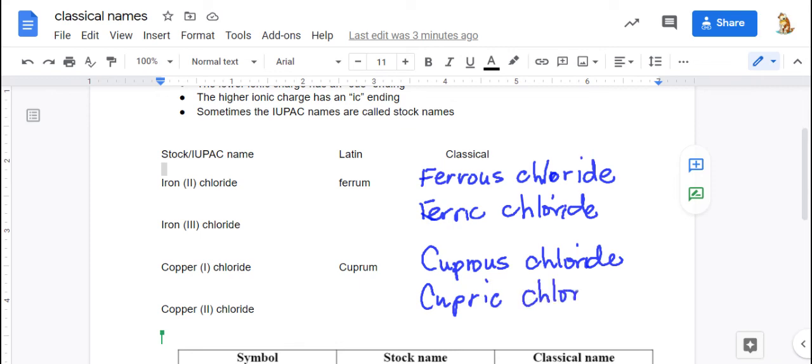chloride. You can find many tables on the internet with the symbols for stock and classical names.